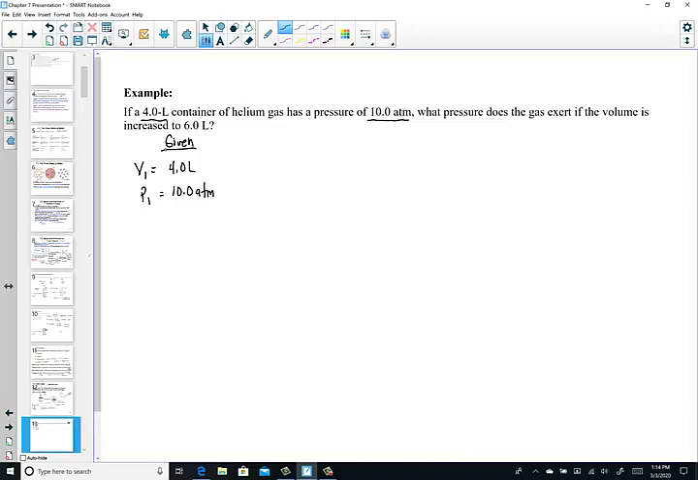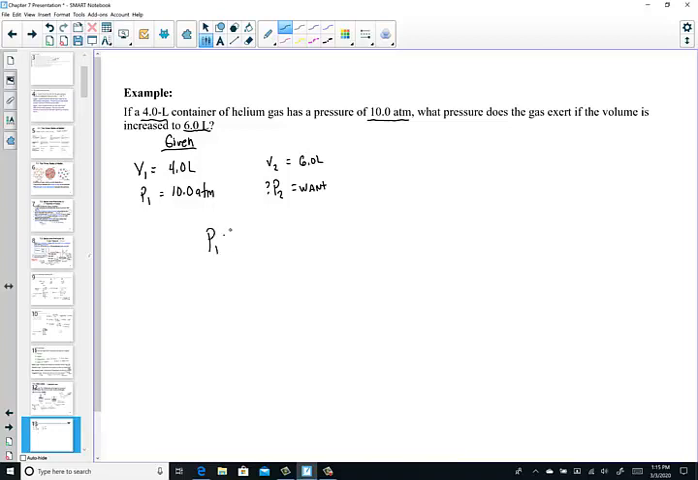What pressure? Oh, so I'm being asked, what is P2? What pressure does the gas exert if the volume is increased to 6 liters? Again, I tripped over a new variable. Liters is a volume unit, and it's given to me as 6 liters. We want to know the new pressure.